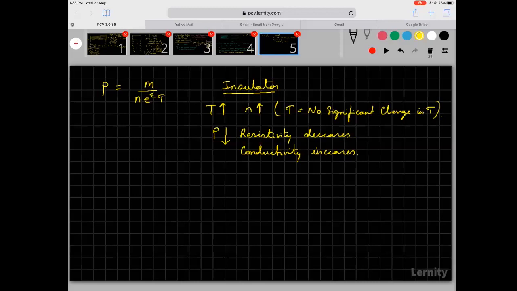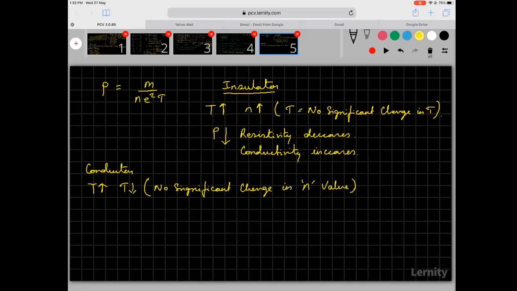Then if you have a conductor, if temperature increases, the tau value decreases, with no significant change in the N value. So if the tau value decreases, what will happen to resistivity? Resistivity will increase.